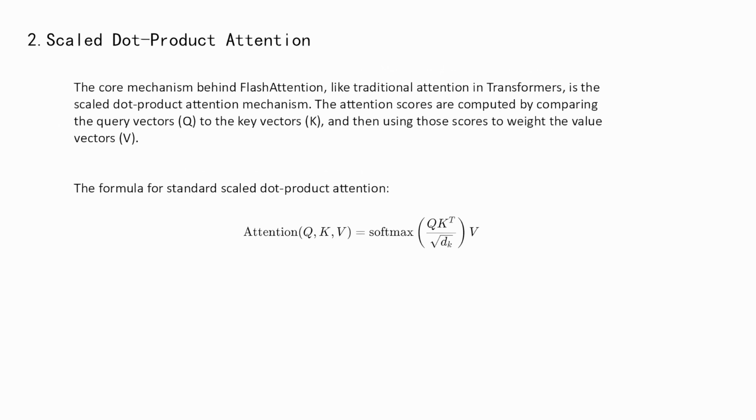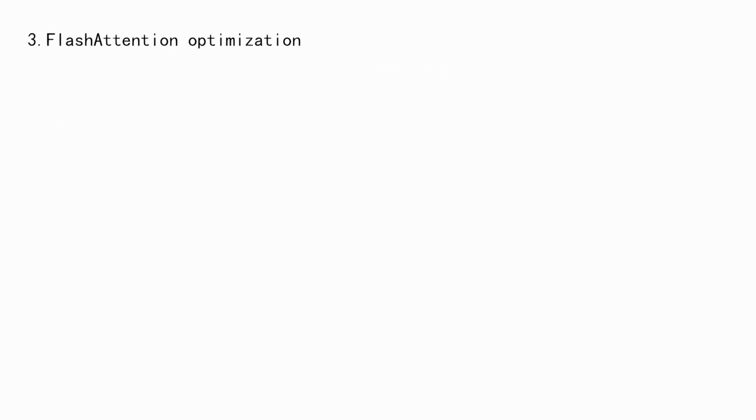The attention weights are computed by taking the dot product of the query and key matrices, scaling them by dk, and then passing them through a softmax function. This ensures that the weights sum to 1 and represent a probability distribution. These weights are then used to compute a weighted sum of the value vectors, which is the output of the attention mechanism. FlashAttention optimization. Key concepts of FlashAttention.